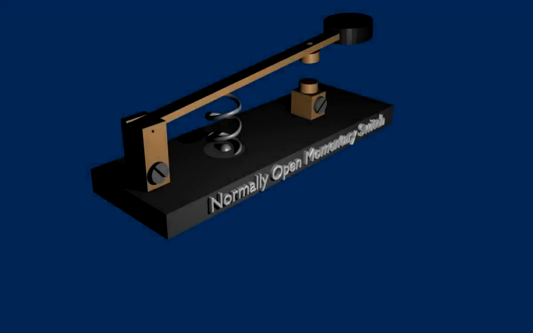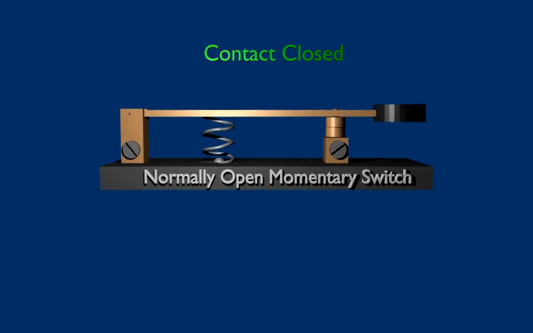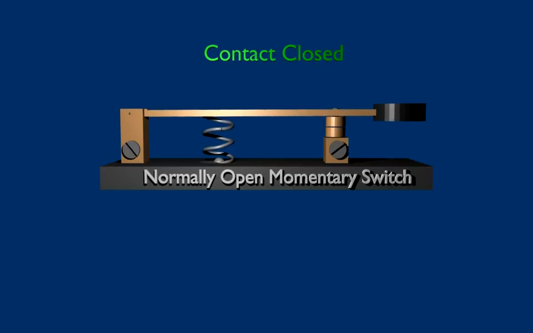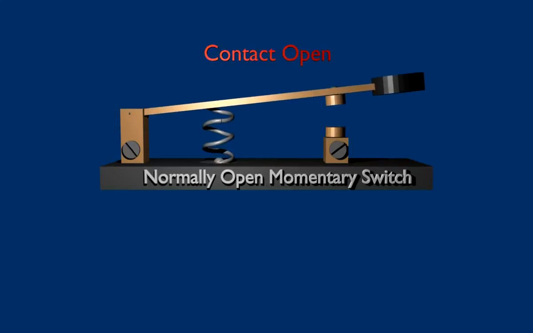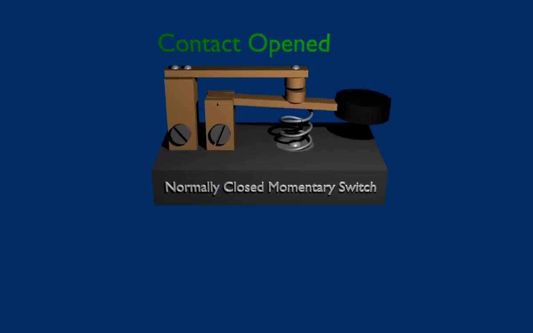First of all, I'm going to explore the contacts of a switch. This is a normally open momentary switch. Its contacts are apart from each other, or open, when it's at rest. Here we have a normally closed switch. Its contacts are closed, or touching each other, when the switch is at rest.